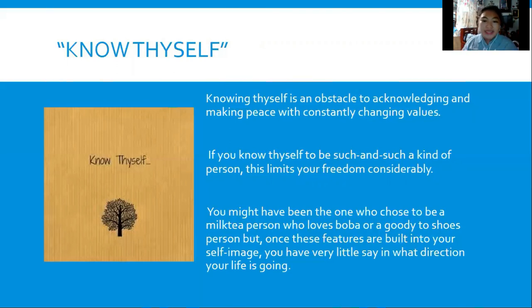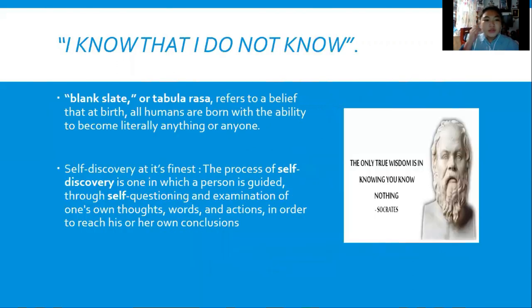For example, you might have been the one who chose to be a milky person who loves boba or a goody-two-shoes person, but once these features are built into your self-image, you have very little say in what direction your life is going. The best example of this is you went to Jollibee with your mother and your mother didn't ask what you would like because she already knew that you are that chicken person, guy or girl. So you don't have the choice to choose from the menu. If you like to experience the taste of the burger steak, well, your mother just ordered you a chicken, and so be it. You have to eat the chicken. So I know that I do not know. Alam ko pero hindi ko alam.